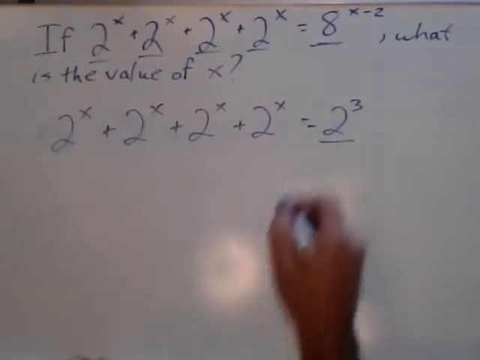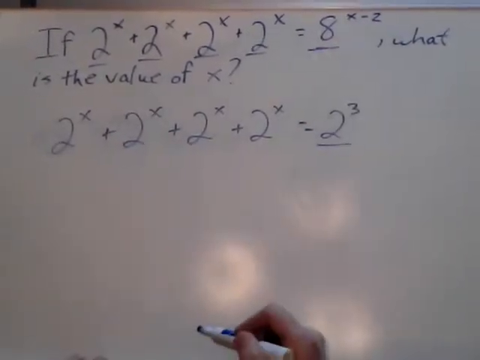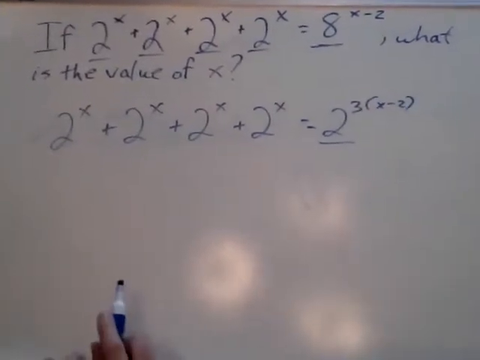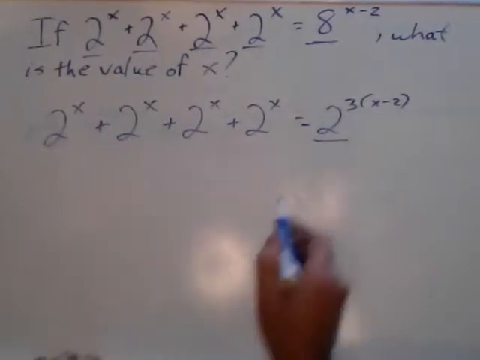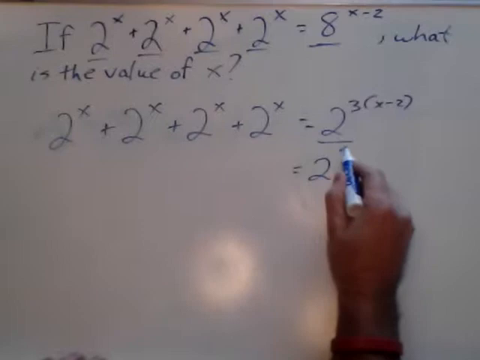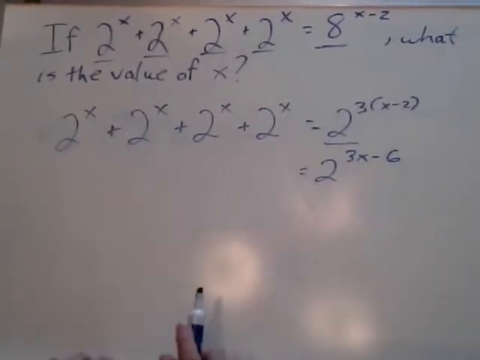Now all I have to do is take that x minus 2 that's sort of sitting out in space and just attach it to my new exponent. So now I'm looking at that. And I can probably clean that up a little bit. I can distribute the 3, and I'll get what? 2 to the 3x minus 6.